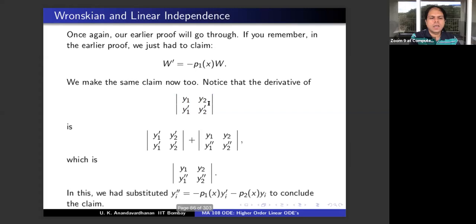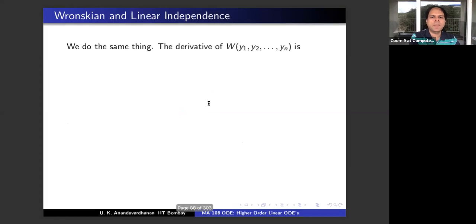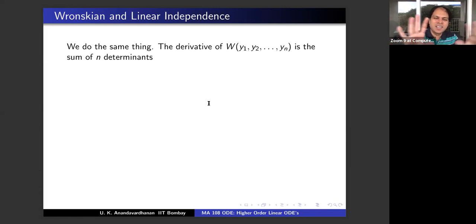So this is this. And in this, we substituted for y1 double prime and rearranged the terms. That's how we got it. So we do the same thing. The derivative of this is the sum of n determinants. You agree, right? I'm going to do the proof in plain English, because otherwise, when I write an n by n determinant, the size will be too much. This is what we observed. It will be the sum of n determinants.